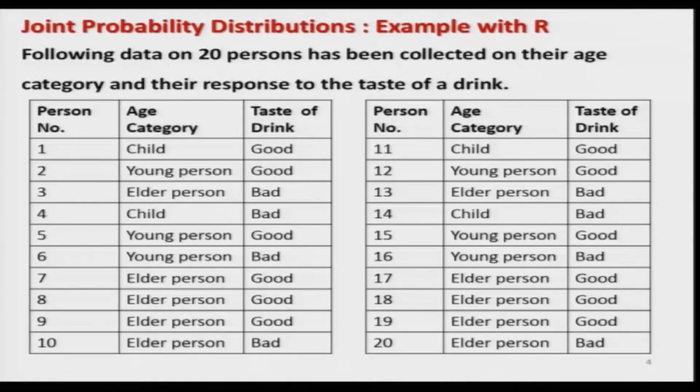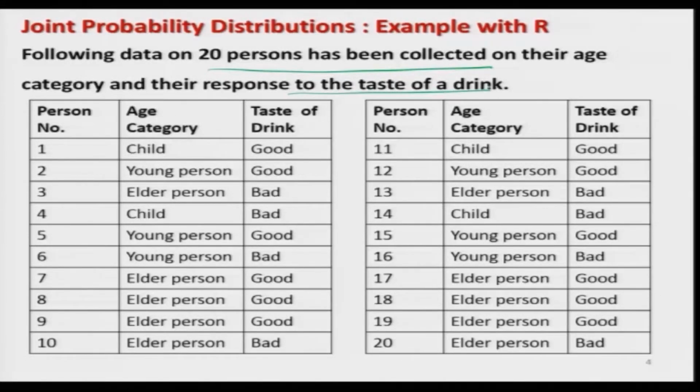So let us take a very simple example to understand these things, and then you will realize that they are not difficult. In this example, I have collected data on 20 persons, with respect to their age category and their response to the taste of a drink.